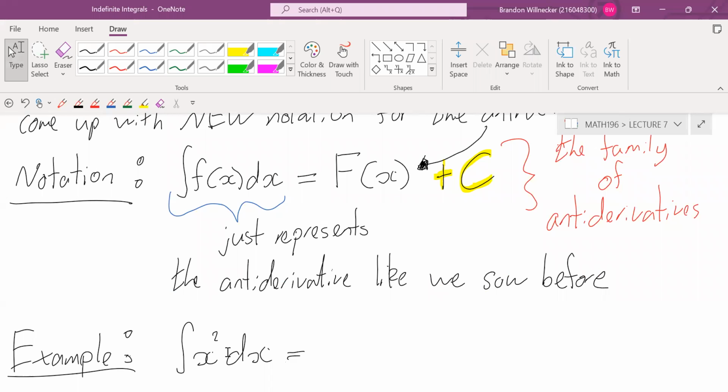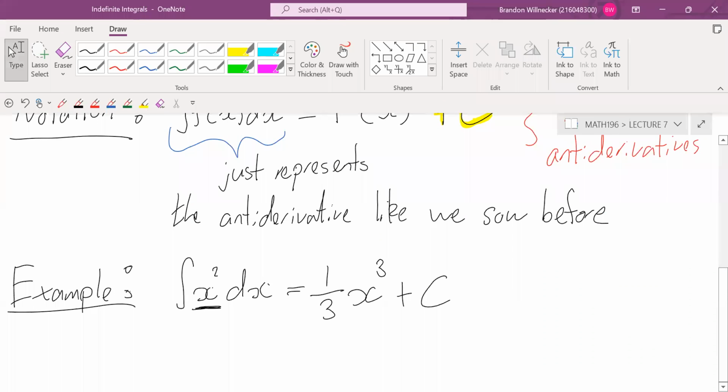So in this case, we look at the function inside here. It's just going to be x squared. How do we find the antiderivative of x squared? Well, we add 1 to the exponent to make it 3, and then we divide. So that's going to be 1 over 3 x cubed, and don't forget the plus c. So you see it's just the antiderivative like we've been using all along. It's just a different way of writing it.